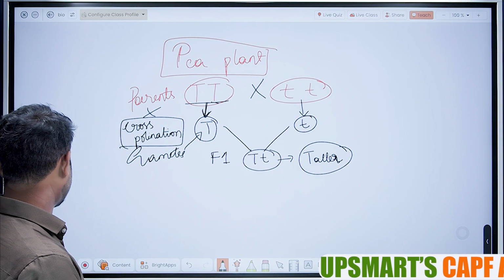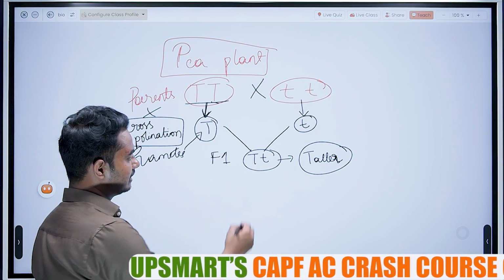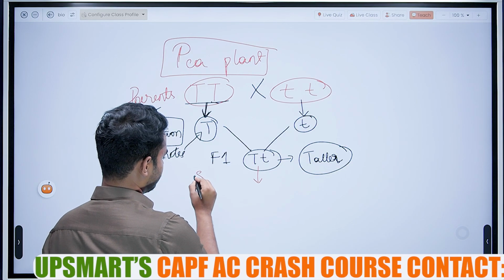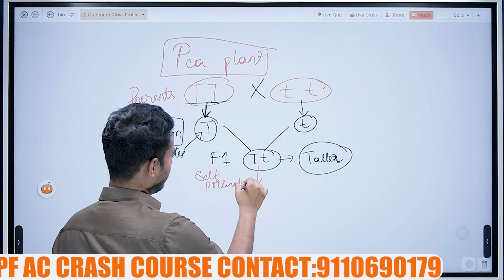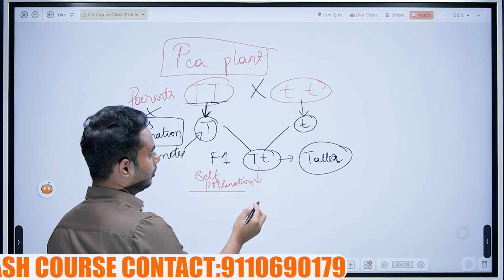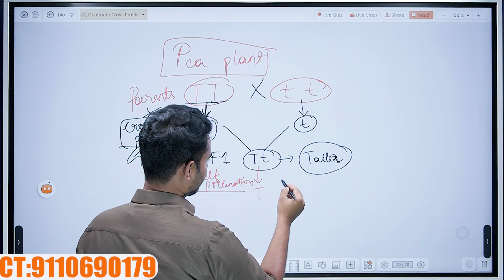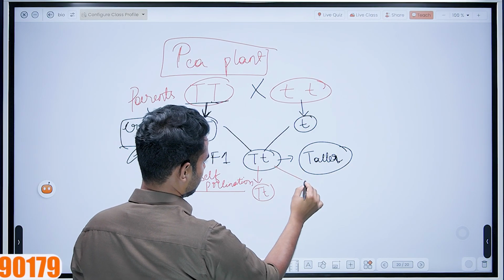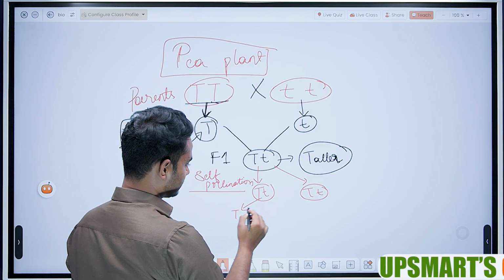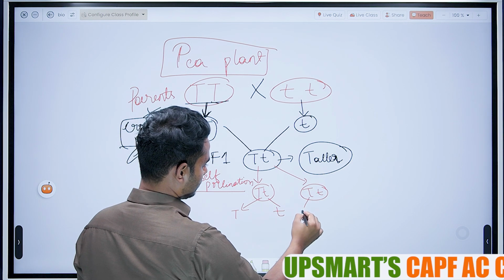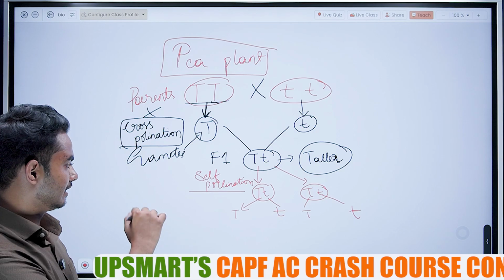But what he did for the second generation is the self-pollination. Self-pollination between two similar plants. So both the capital T and small t separated like this. Capital T, small t. Capital T, small t. Fine. He self-pollinated the second generation.